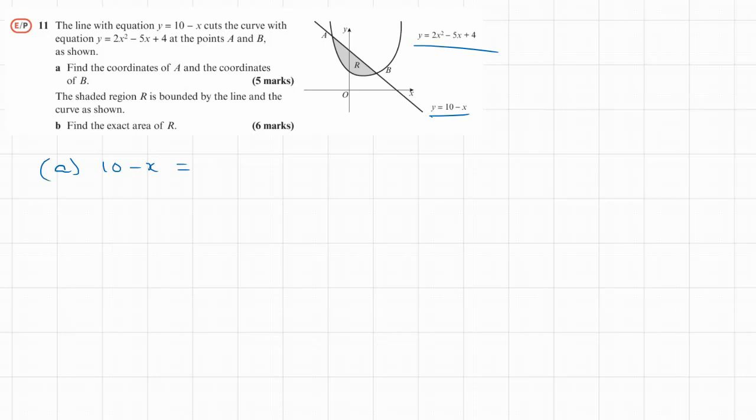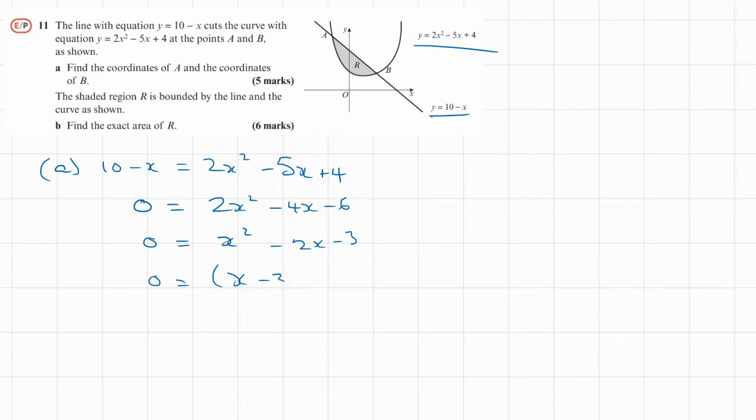So 10 minus x equals 2x squared minus 5x plus 4. I'm going to make it equal to 0 so I can factorize and solve it and find the x values. So when I do that, 2x squared minus 4x minus 6, I'm going to divide by 2 to make it easier to factorize. It's fine to do that. It's not fine to divide by x's. You have to factorize them out, but dividing by numbers is fine. And then when I factorize that, x minus 3, x plus 1, so therefore x equals 3, x equals minus 1.